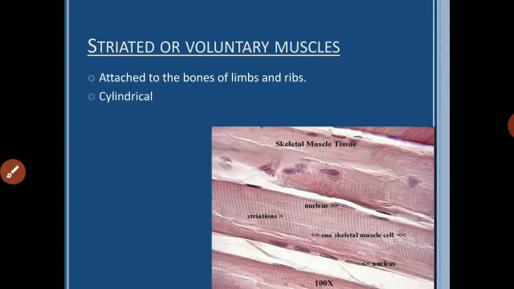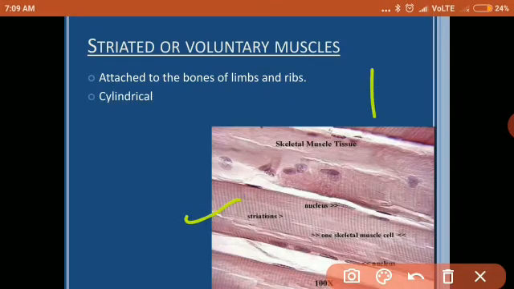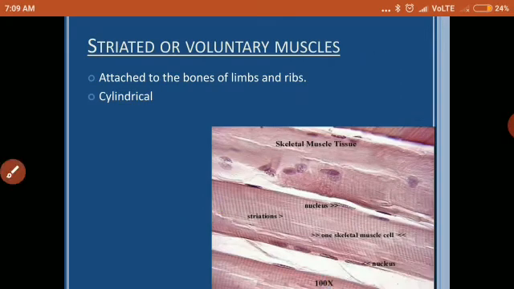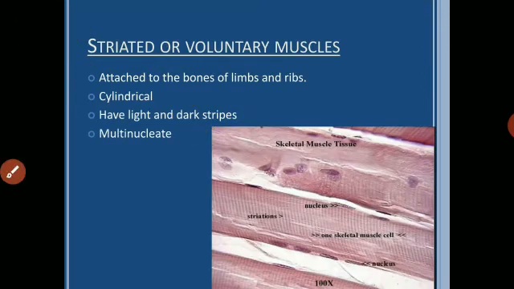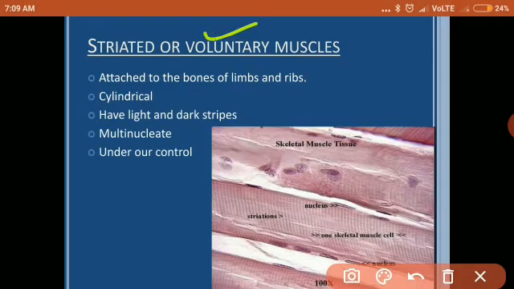Their shape is cylindrical. As you can see here in this picture, they are cylindrical in shape. And they have stripes. Here also you can see, when you see it under a microscope, light and dark stripes. Because of the presence of these stripes, they are called striated muscles. Then they are multinucleate, means they have more than one nucleus. Each fiber, each muscle cell will have more than one nucleus, and they are under our control. Therefore, we call them voluntary muscles.